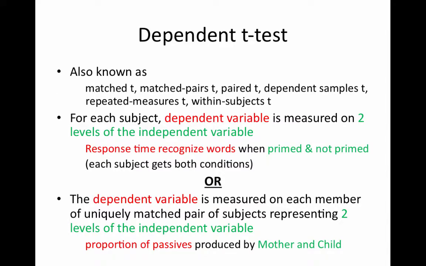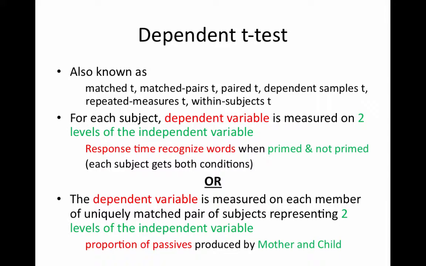The dependent t-test is also known as a matched t, matched pairs t, paired t, dependent samples t, repeated measures t, within subject t. For each subject, the dependent variable is measured on two levels of the independent variable. Response time for recognizing words when primed and not primed. Each subject gets both conditions.